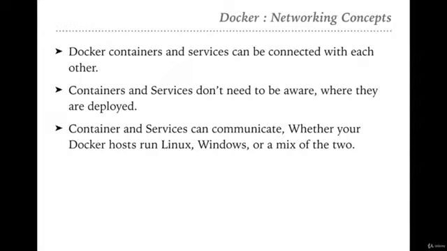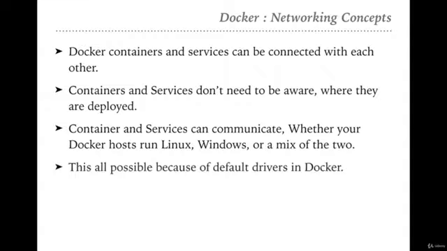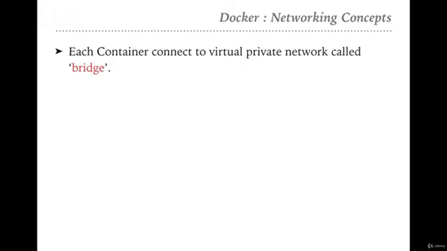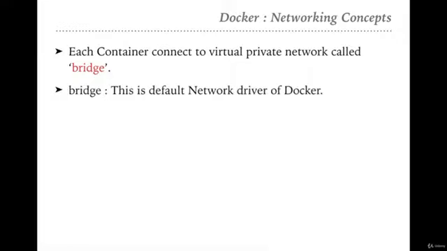The only thing required to establish communication between two containers is a network bridge. And all the communication possible between Docker containers is possible because of the default drivers inside Docker. So we will discuss what the default driver inside Docker is and what the application of this driver is. In Docker, each container connects to a virtual private network, and that network is called bridge, right? So in Docker, bridge is the default network driver.